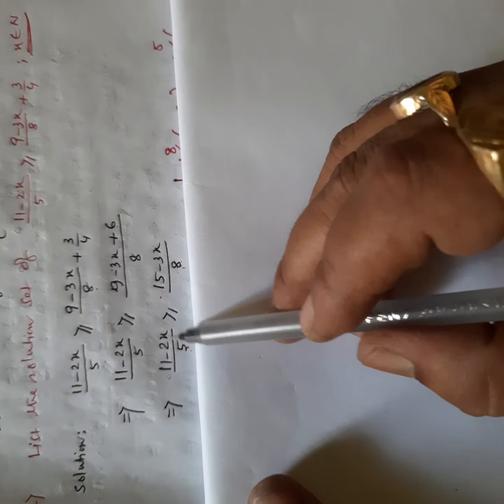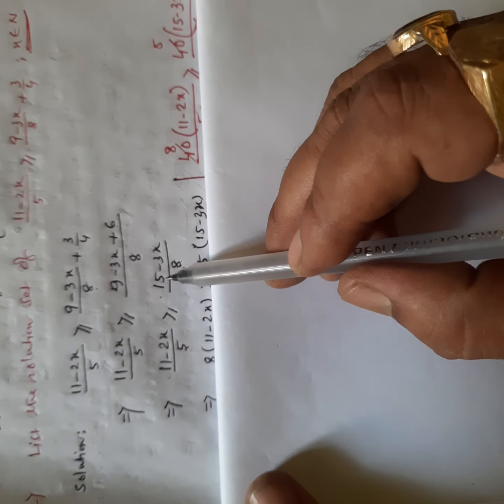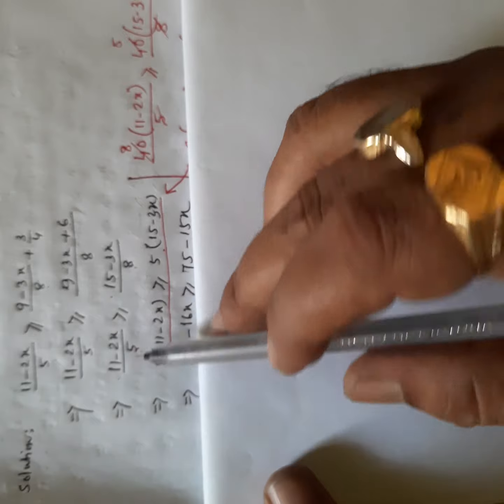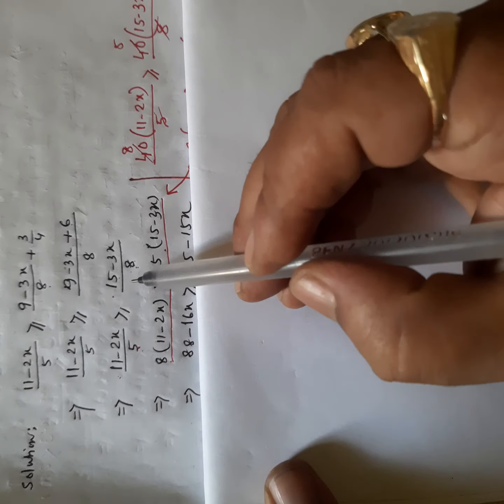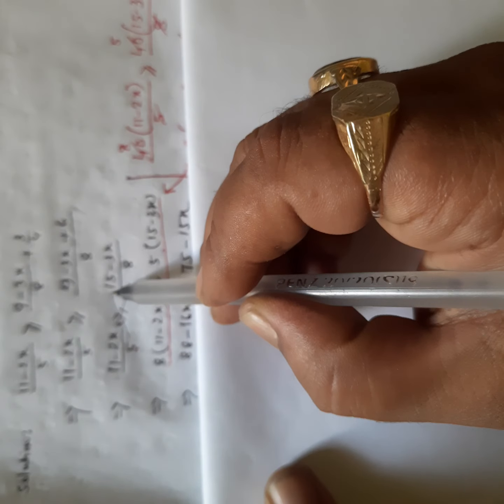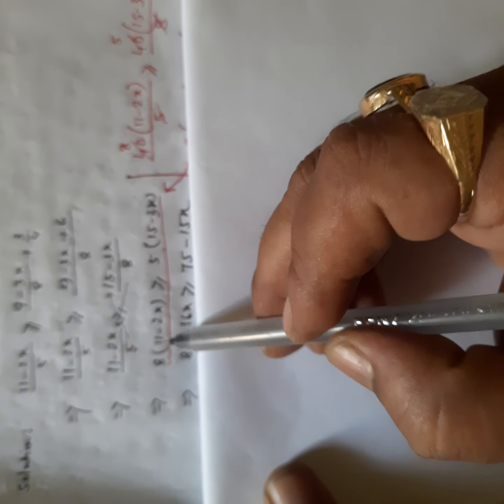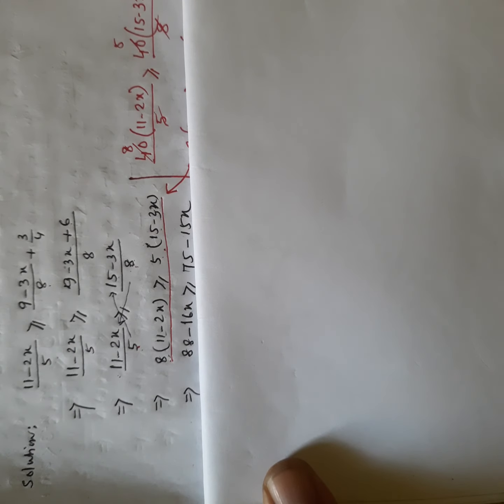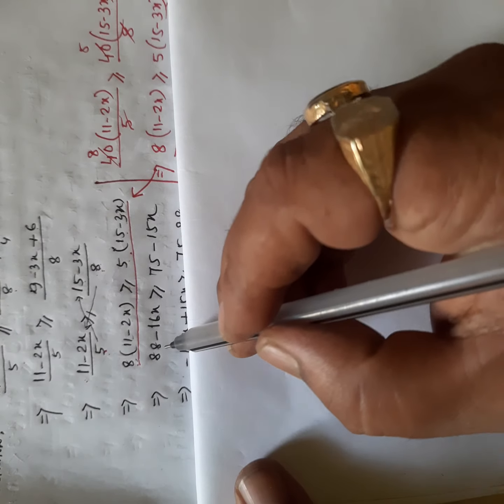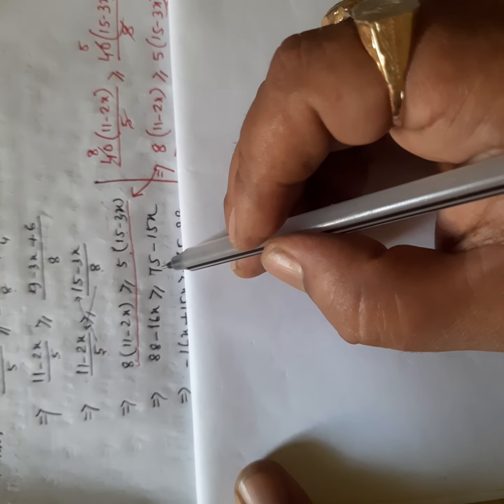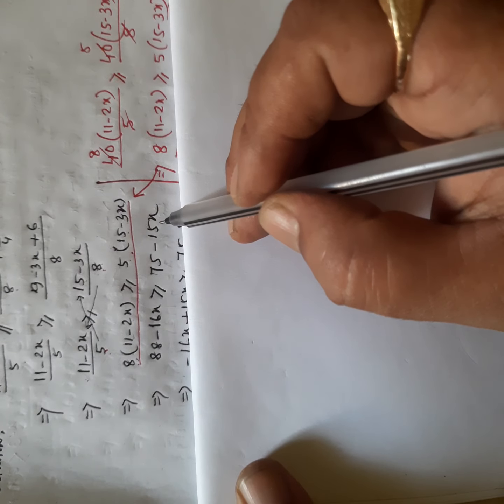Solve it. (11 - 2x)/5, this implies (15 - 3x)/8. We multiply in this way, this first and this is the second. 8 into (11 - 2x) ≥ 5 into (15 - 3x). This implies that 88 - 16x ≥ 75 - 15x.